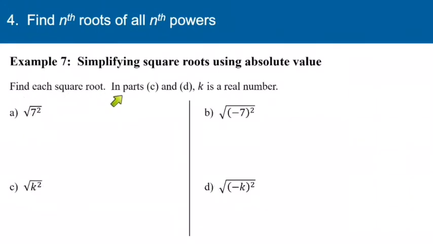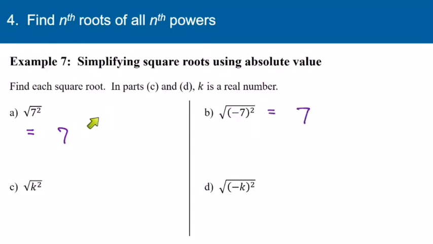Let's practice here. It says find each square root. In parts C and D, k is a real number, but it does not say that k is a non-negative number. So k might be negative. So let's look at part A together. Here we have square root of 7 squared. Well, we know that the square and the square root undo each other and that we have to get a positive number as our result. Clearly 7 is a positive number, so when the square and the square root cancel each other out, we're just left with 7. On part B, we have square root of negative 7 squared. Well, we know that negative 7 squared is positive 49, and the square root of positive 49 is positive 7.